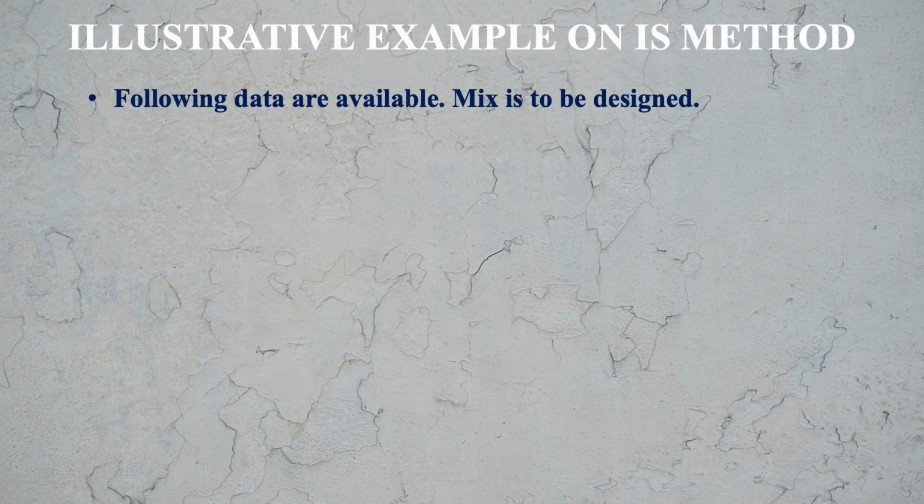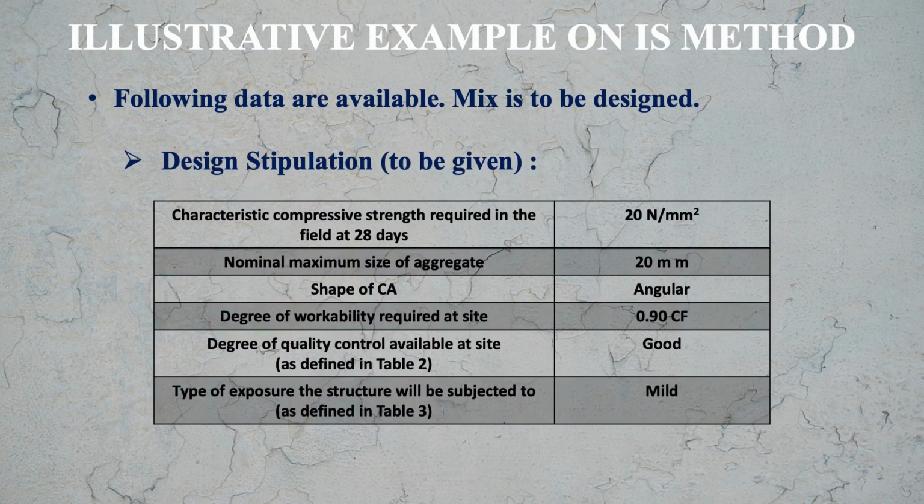So let us look at this example, and through this example we will come to understand how we can design the mix with the help of IS code method. So here you see the data regarding this mix design. First of all, the design stipulations.